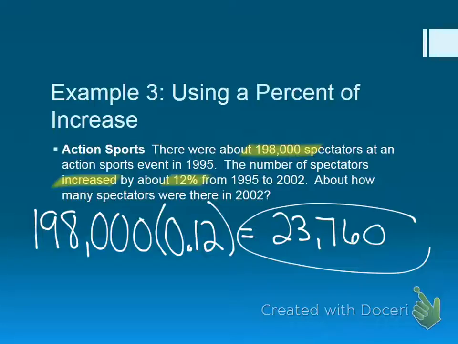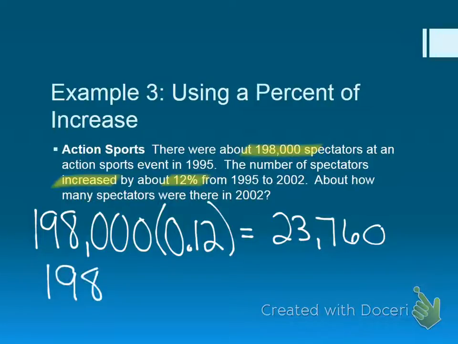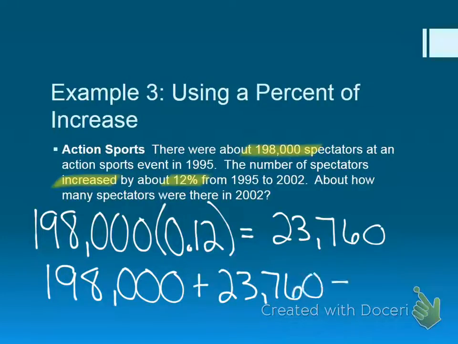and that's not my answer. I need to now go back and add it to my original amount. 198,000 plus 23,760 equals what? 221,760.